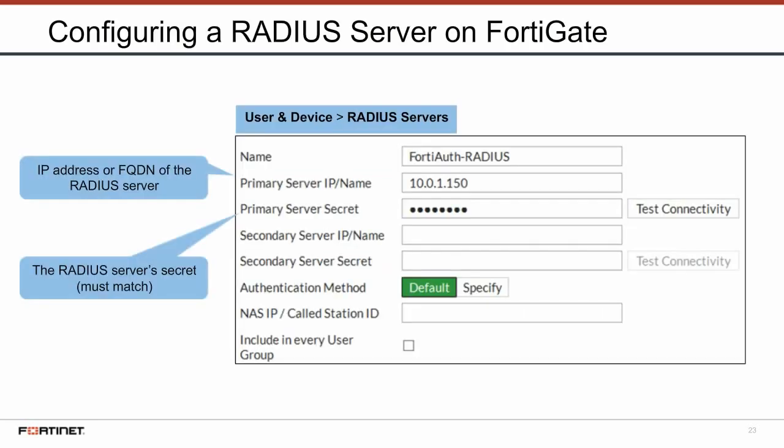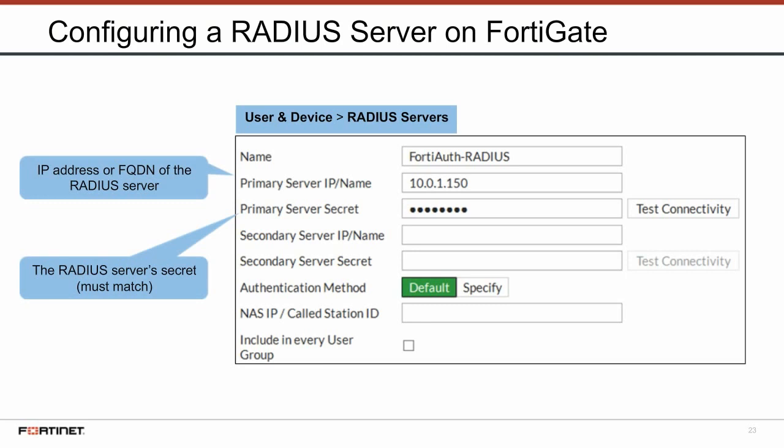You can configure FortiGate to point to a Radius server for server-based password authentication through the Radius Servers page. The primary server IP name setting is the IP address or FQDN of the Radius server. The primary server secret setting is the secret that was set up on the Radius server in order to allow remote queries from this client. Backup servers with separate secrets can be defined in case the primary server fails.